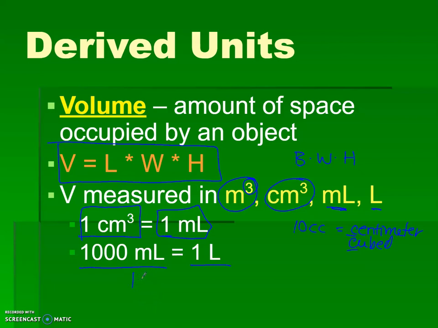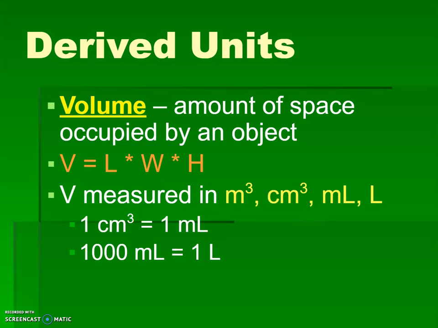Milli is going to be 1,000th of a liter. So that means that if we have 1,000 of them, it'll make up our 1 liter.